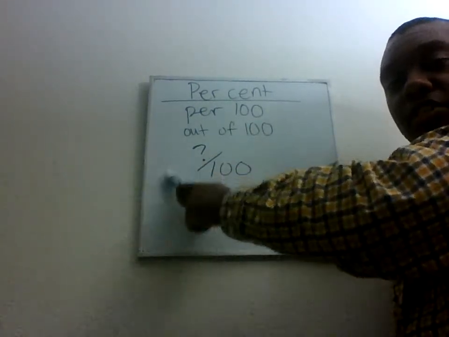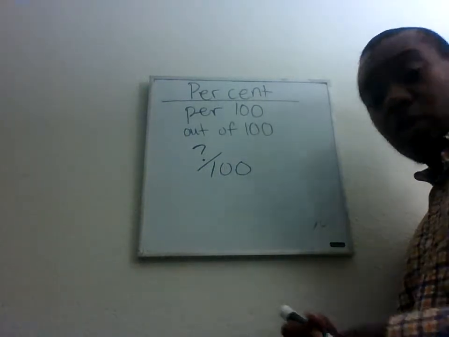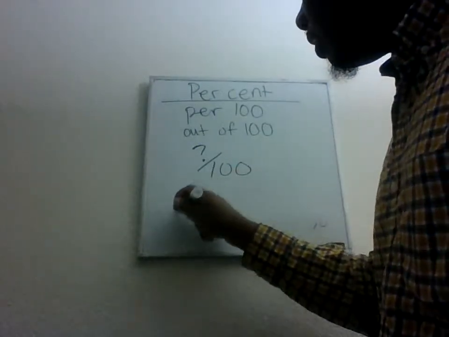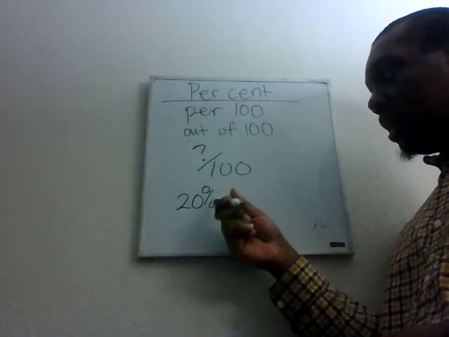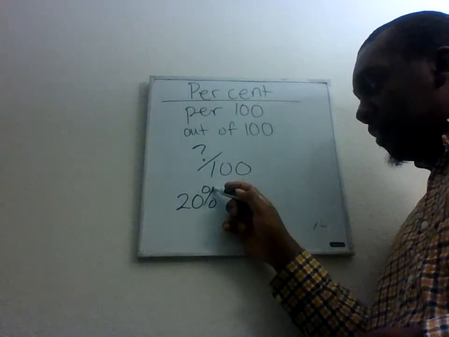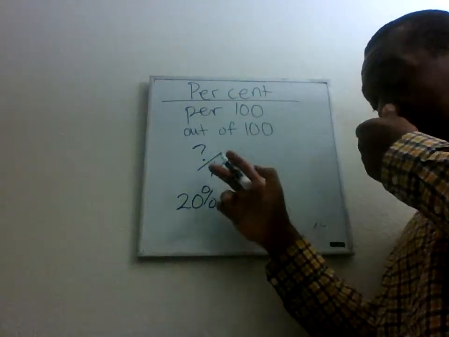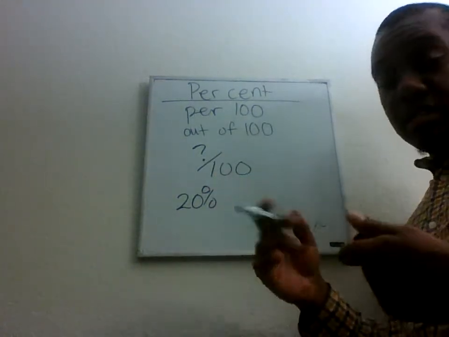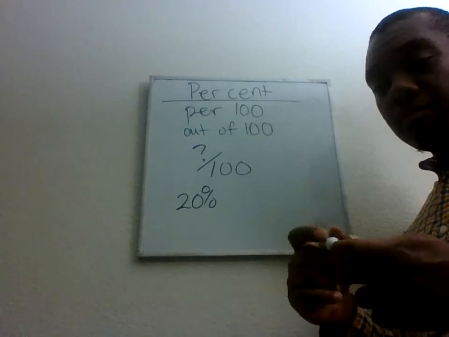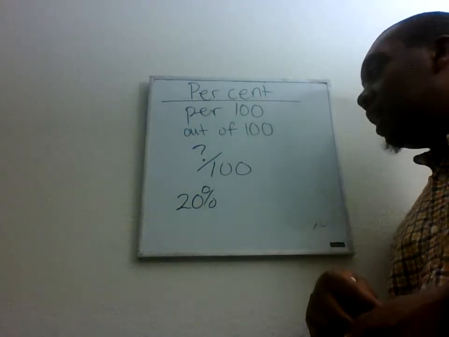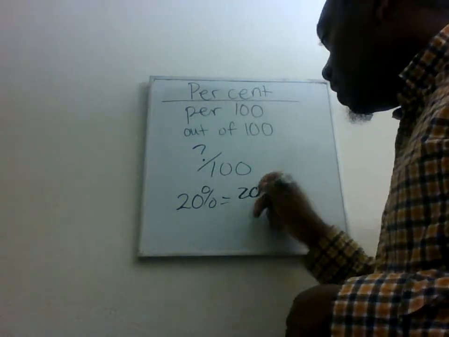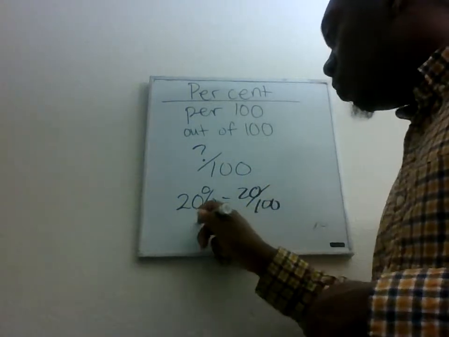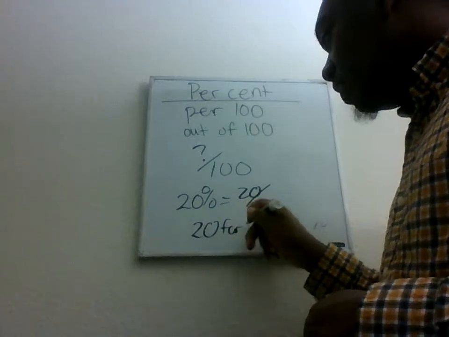I can write that as a fraction, right? So if I were to see 20%, this little symbol here, that's actually why it has that symbol. Because you have this line, like you do with a fraction, and you have these two things that look like zeros, like you do with 100. Cool fact. So 20% would be 20 out of 100, or 20 for each 100.